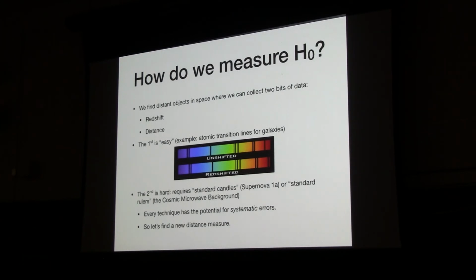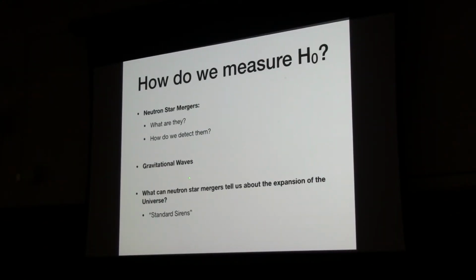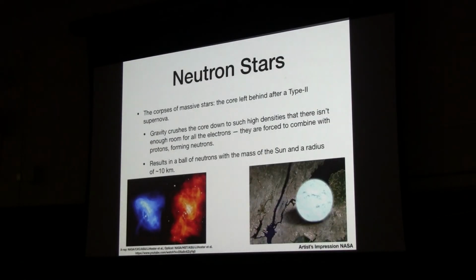So let's find this new distance measure. So I have to tell you about neutron-star mergers. What are they, and how do we detect them? To tell you how we detect them, I need to introduce gravitational waves, which means I'm going to be telling you everything you need to know about general relativity, which we all know is a very simple topic, and I'm going to cover it in one slide, and it'll be perfectly understandable after that. And after I introduce gravity, I can tell you about gravitational waves, and then I can finally, at the very end, tell you about what these neutron-star mergers and their gravitational waves tell you about the expansion of the universe and the idea of the standard siren. So we're taking a little bit of a tour through some fun physics.